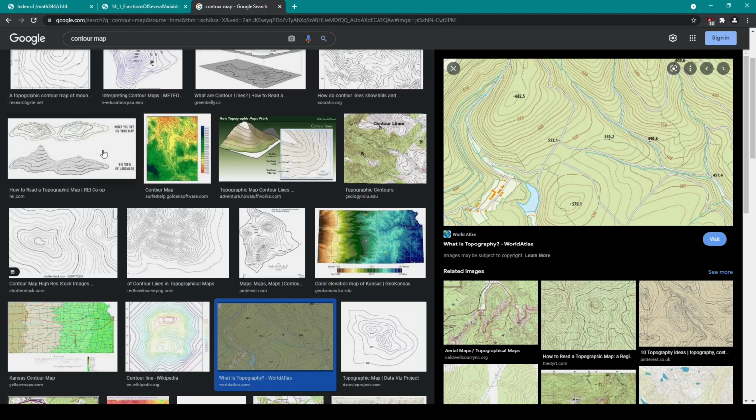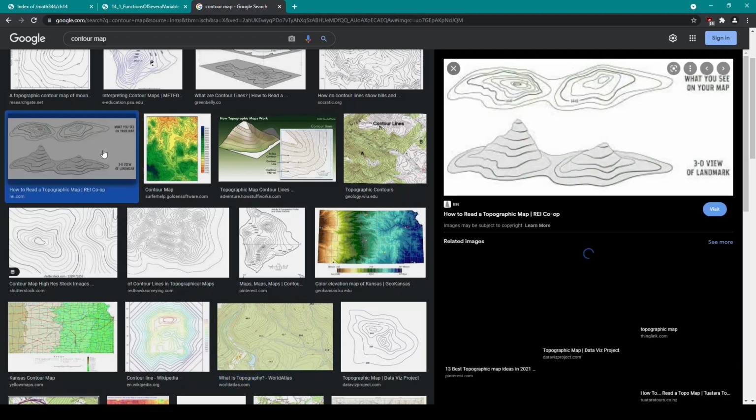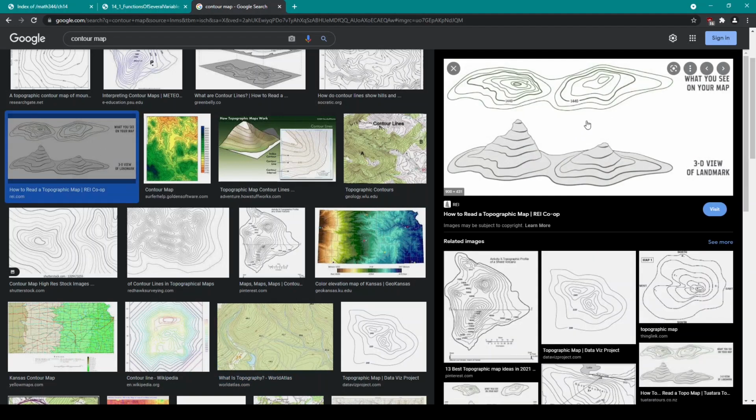And then here's another example of this that puts the two things side by side, so we can see what the contour version looks like, and then also the three-dimensional version.